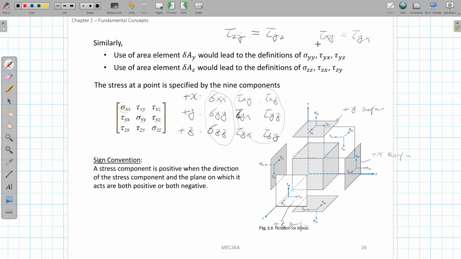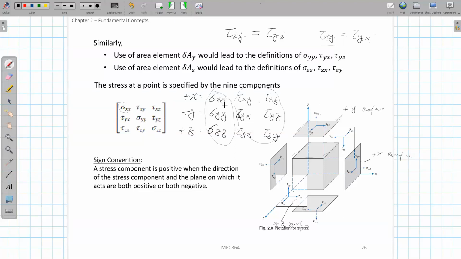Okay, I will show you why in the future slides, in the future lectures. But just remember this right now, okay. All this shear stress will be symmetric about these two indices, and for the normal stress, because these two indices are the same, that is symmetric by default, okay.